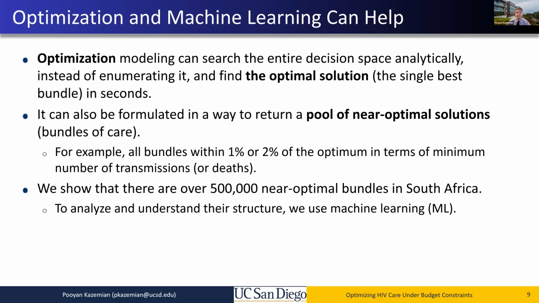So not only can we get the optimal solution using optimization, but we can also obtain and identify a pool of near optimal solutions. We show that in this case study in South Africa, there are over 500,000 near optimal bundles of care. And because of the sheer size of the near optimal solutions, we are going to use machine learning to analyze and understand the structure of the near optimal bundles of care.